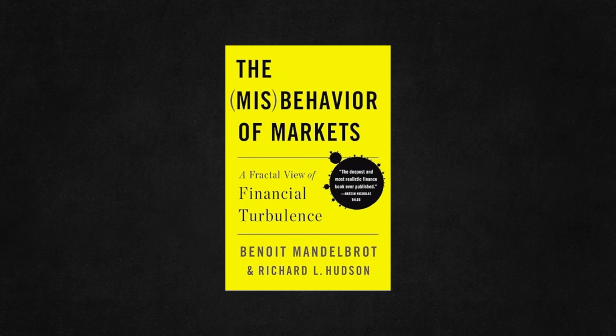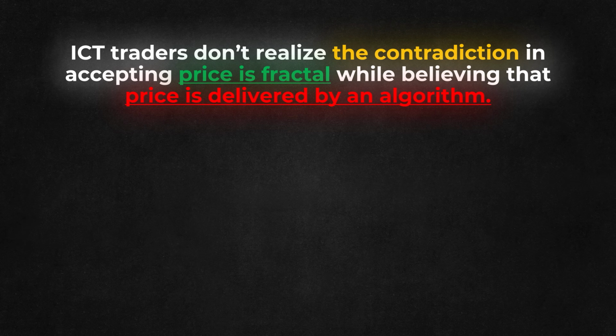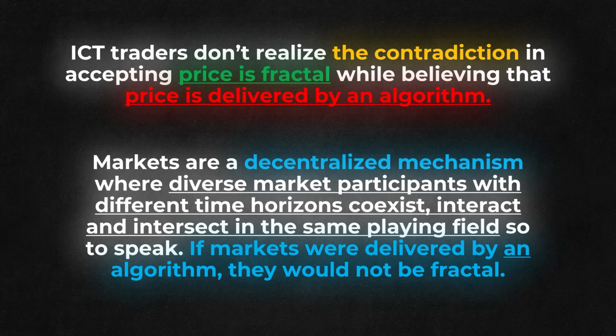Another important point here is that ICT traders don't realize the contradiction in accepting that price is fractal while believing that price is delivered by an algorithm. The reason price is fractal is precisely because markets are a decentralized mechanism where diverse market participants with different time horizons coexist, interact, and intersect in the same playing field, so to speak. If markets were delivered by an algorithm, they would not be fractal.